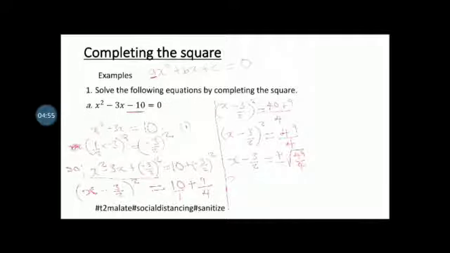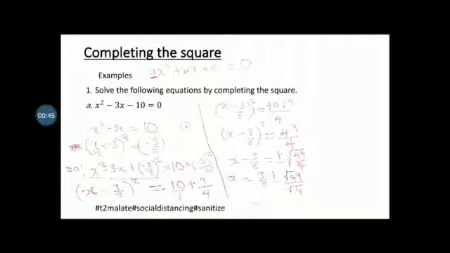So after that, we have x is equal to, we move the 3 over 2 to the other side, it's negative this side, becomes positive, so we're going to have 3 over 2 plus or minus. Laws of indices allow us to write this as the square root of 49 over the square root of 4.